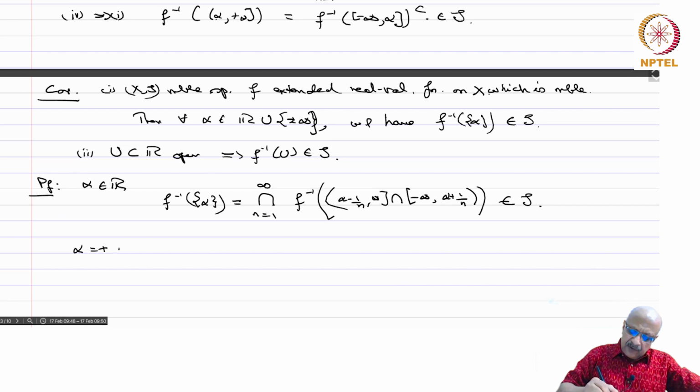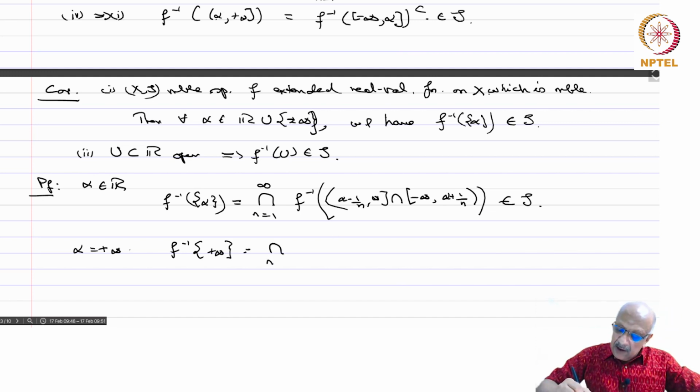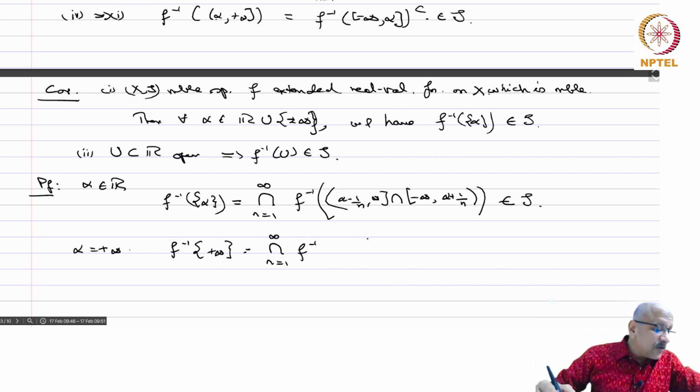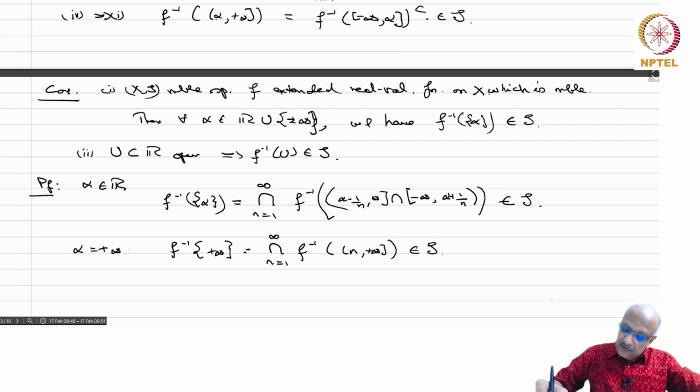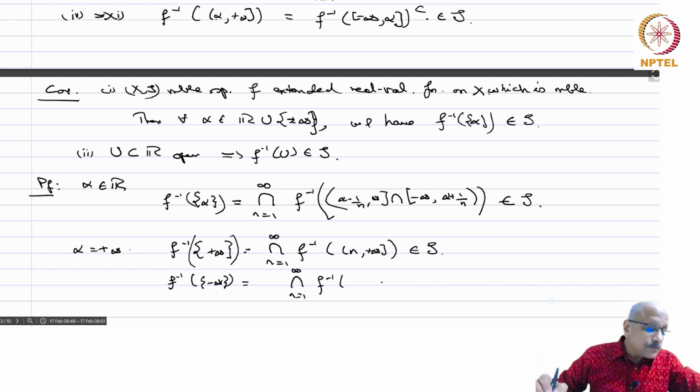If alpha equals plus infinity, then you have f inverse of plus infinity equals the intersection, n equals 1 to infinity, of f inverse of (n, plus infinity), and again, this belongs to S. Similarly, f inverse of minus infinity equals the intersection, n equals 1 to infinity, of f inverse of (minus infinity, minus n), and again this belongs to S.